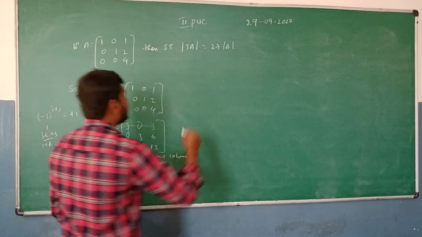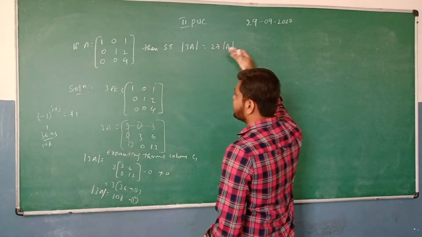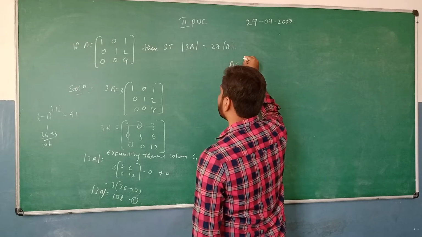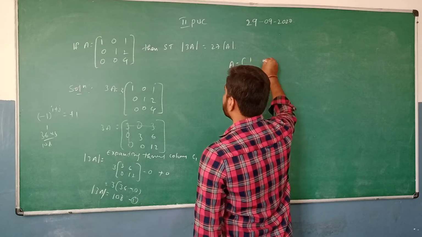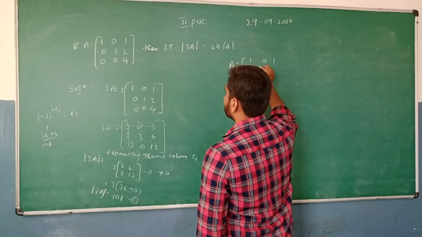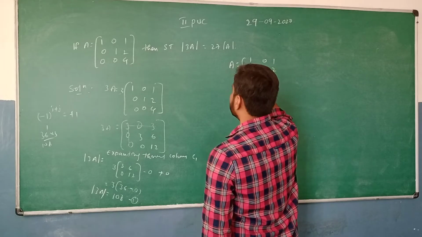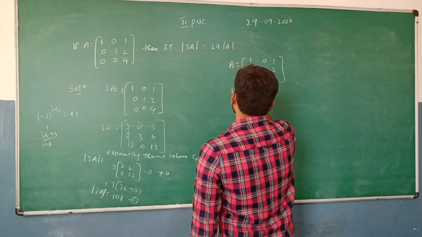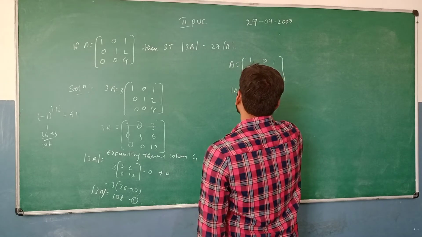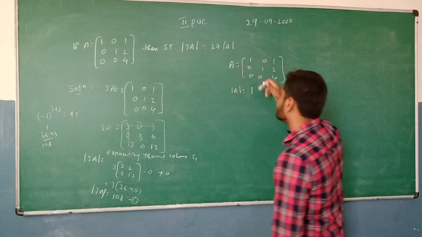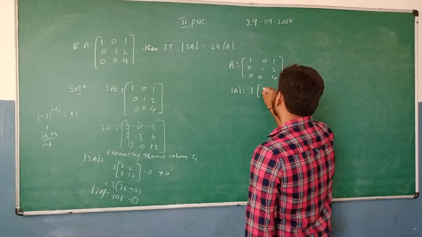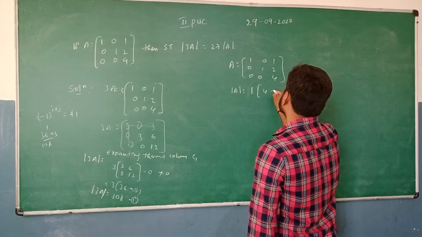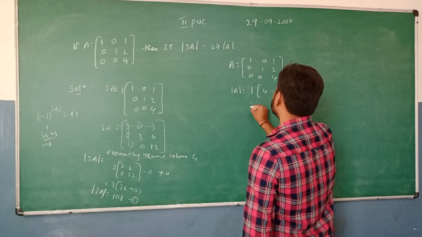So we need to find that 2a into 27 into determinant of A. First we need to expand the determinant of A, so that's going to be 1 0 1, 0 1 2, 0 0 4. So determinant of A is going to be, I am expanding through column 1 again, so 1 into 4 into 4 minus 0, so that's going to be 4.